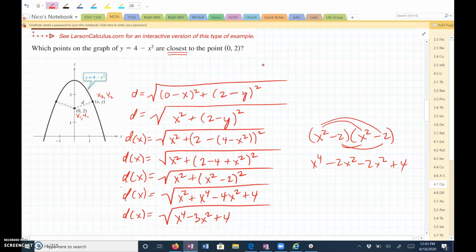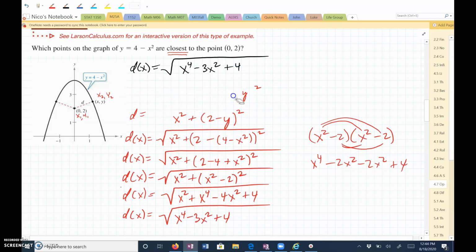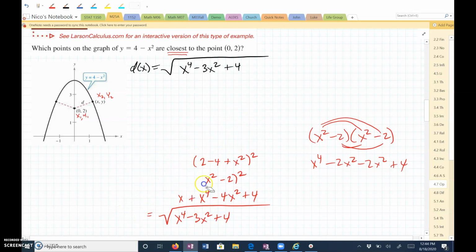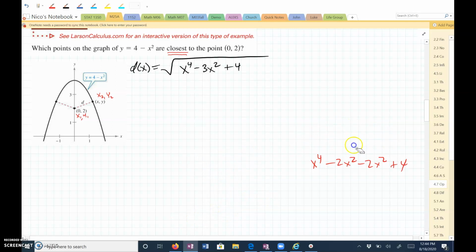So now we have this function here. We have d of x equals the square root of x to the 4th minus 3x squared plus 4. So we came up with that. Let's erase this so we have some room. Now we're trying to minimize this.